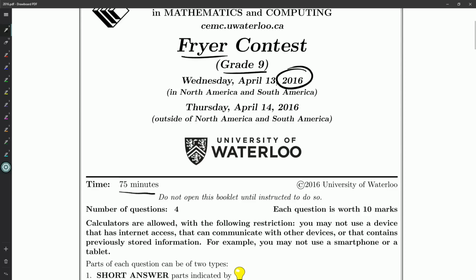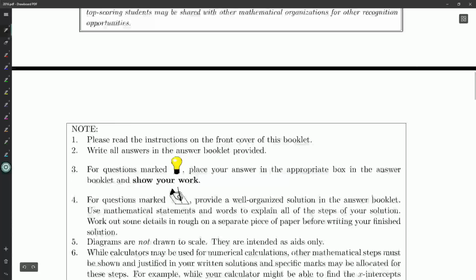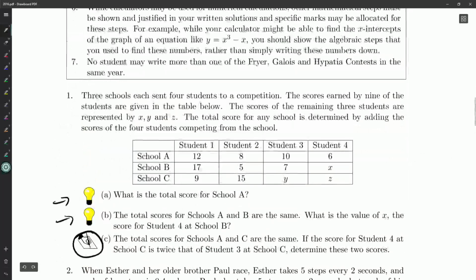I'm going to be going through one question per video, and we're going to start here with question number 1, which, as we've already seen, has 2 little light bulb questions where we just need the final answer, although if you get the final answer wrong and you do show some work, you can get part marks. And then there's going to be one question where we want to write up a nice solution and justify everything that's going on.